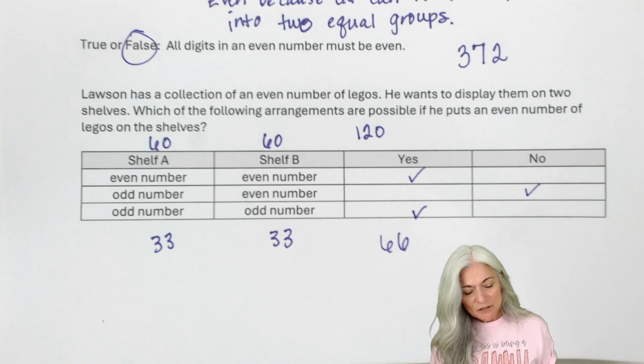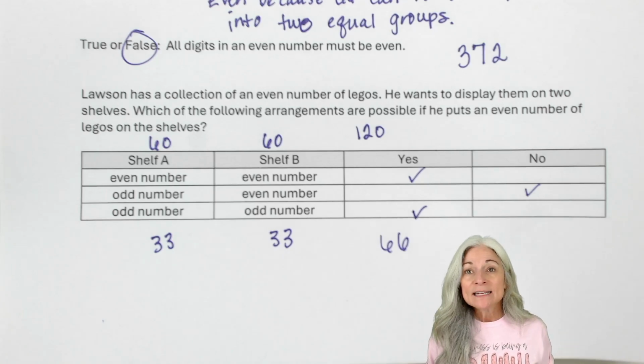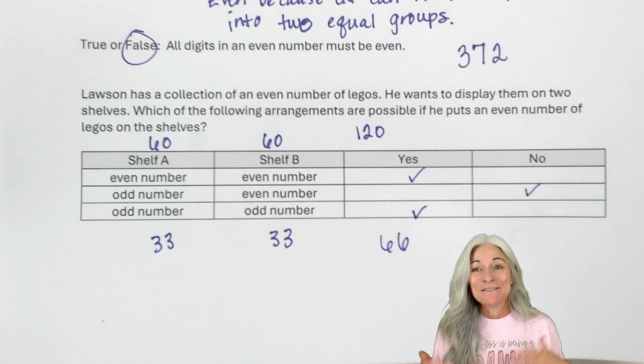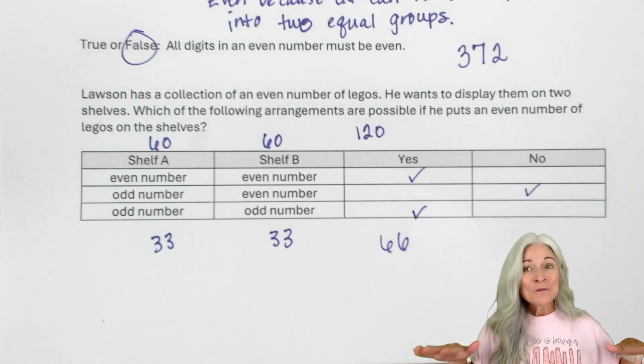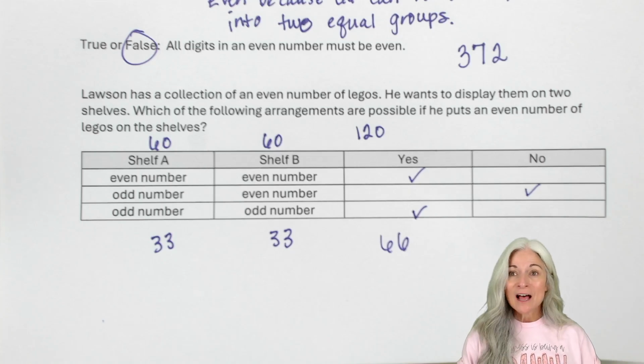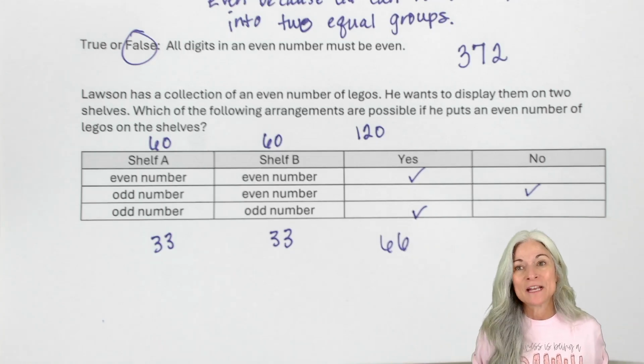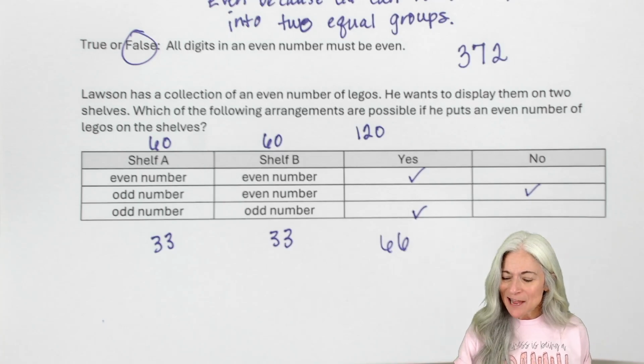Now, if you wanted to change the problem up and say he had an odd number of Legos, if you've got an odd number, the only possibility is to have an odd number on one shelf and an even number on the other. All right, hope that helps.